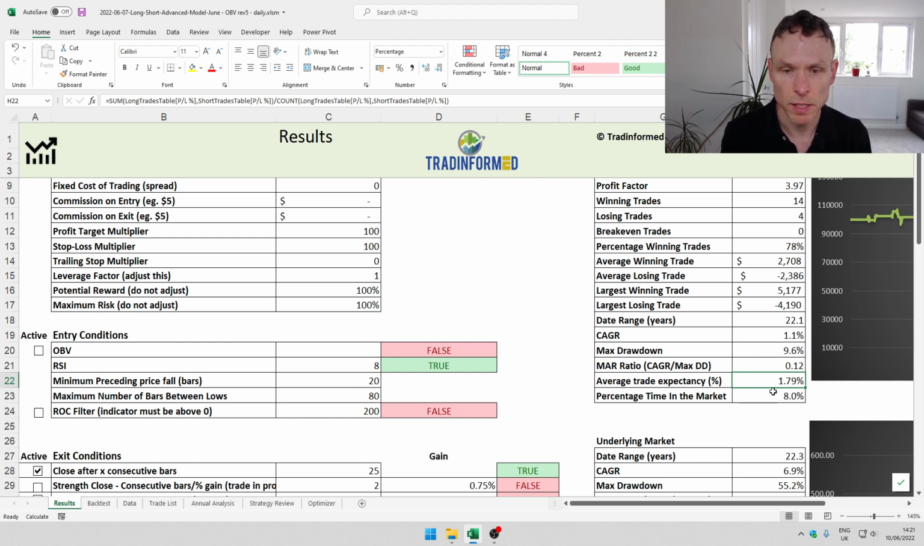And percentage time in the market, which is another crucial thing, is 8%. This means that you are only invested 8% of the time, which means that you have capital available to make other trades. So it is a good thing to have a high win rate strategy that maybe doesn't trade very frequently. We don't see good divergences very often, but it's there when you need it, and you can keep your capital available for other trading strategies.